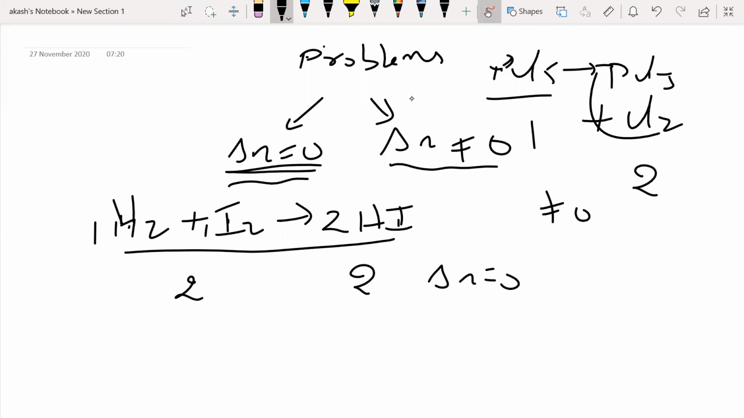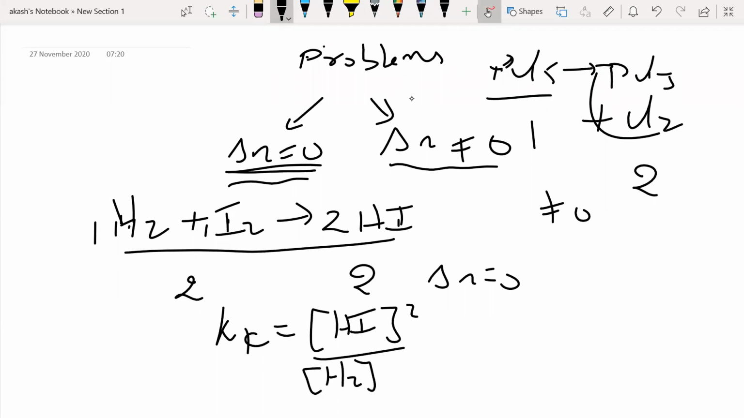Now let me do it in terms of concentrations. If I write the Kc value, how will I write it? It will be the concentration of HI squared divided by the concentration of H2 into the concentration of I2.